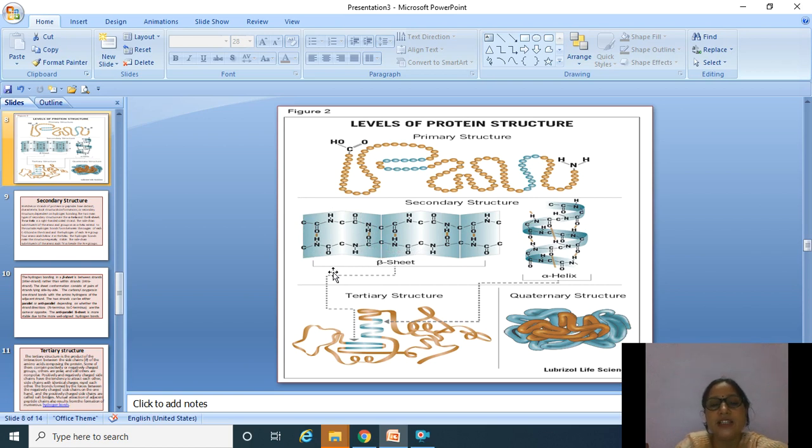So students, we conclude our lecture here. The next structures, tertiary and quaternary, will be explained in the next lecture.